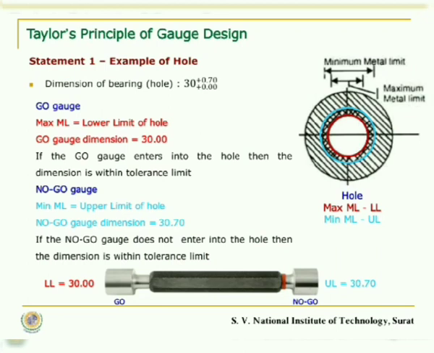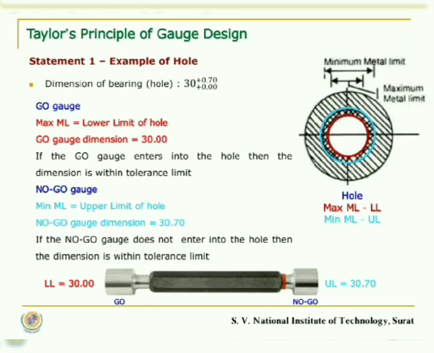Now if the GO gauge enters into this hole, then it is understood that the dimension is within the tolerance limit. Suppose the GO gauge does not go into the hole, it means the dimension is even smaller than the lower limit. Suppose it is 29.9. So naturally this GO gauge will not go into it and hence it will not be within the tolerance limit and hence rejected. Take the case of the no-go gauge.